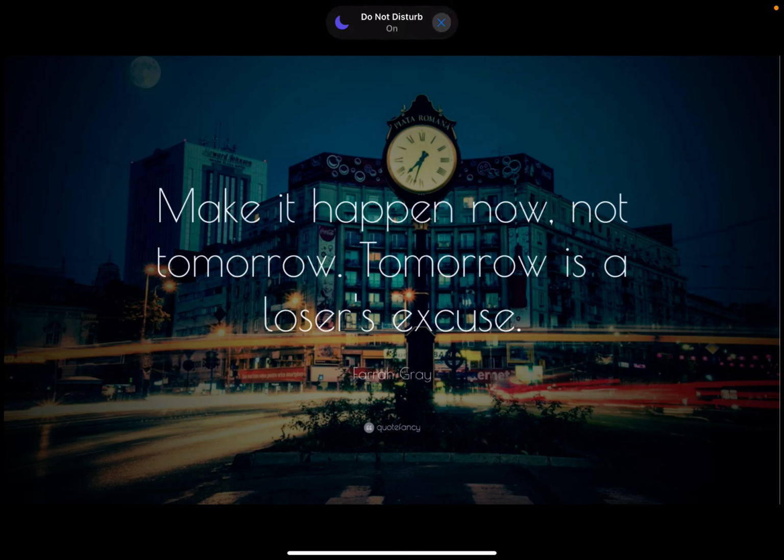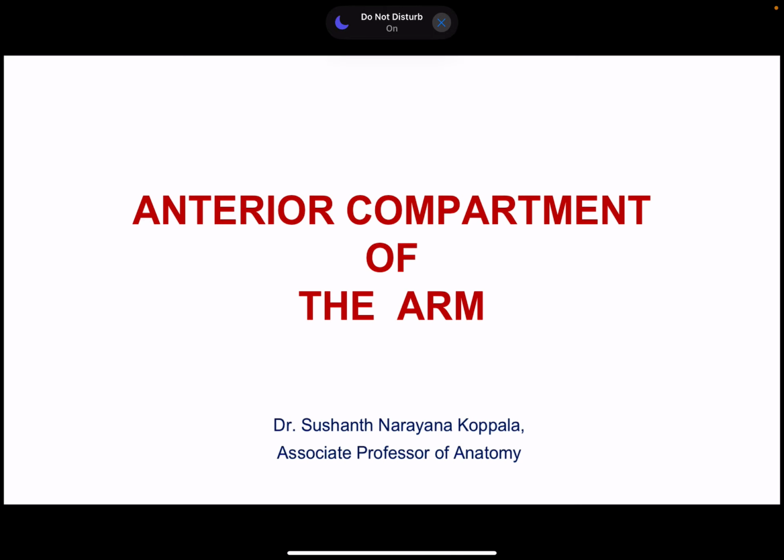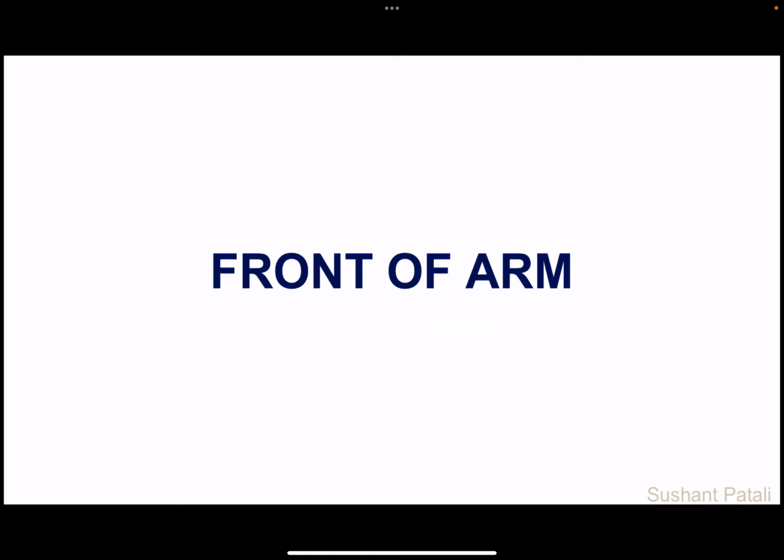In today's video, I am going to talk about the anterior compartment of the arm. The anterior compartment of the arm is also known as the front of arm because it contains the muscles which flex the arm. It is also known as the flexor compartment of the arm, and the other name is anterior compartment. So anterior compartment, front of arm, or the flexor compartment of arm all mean the same.